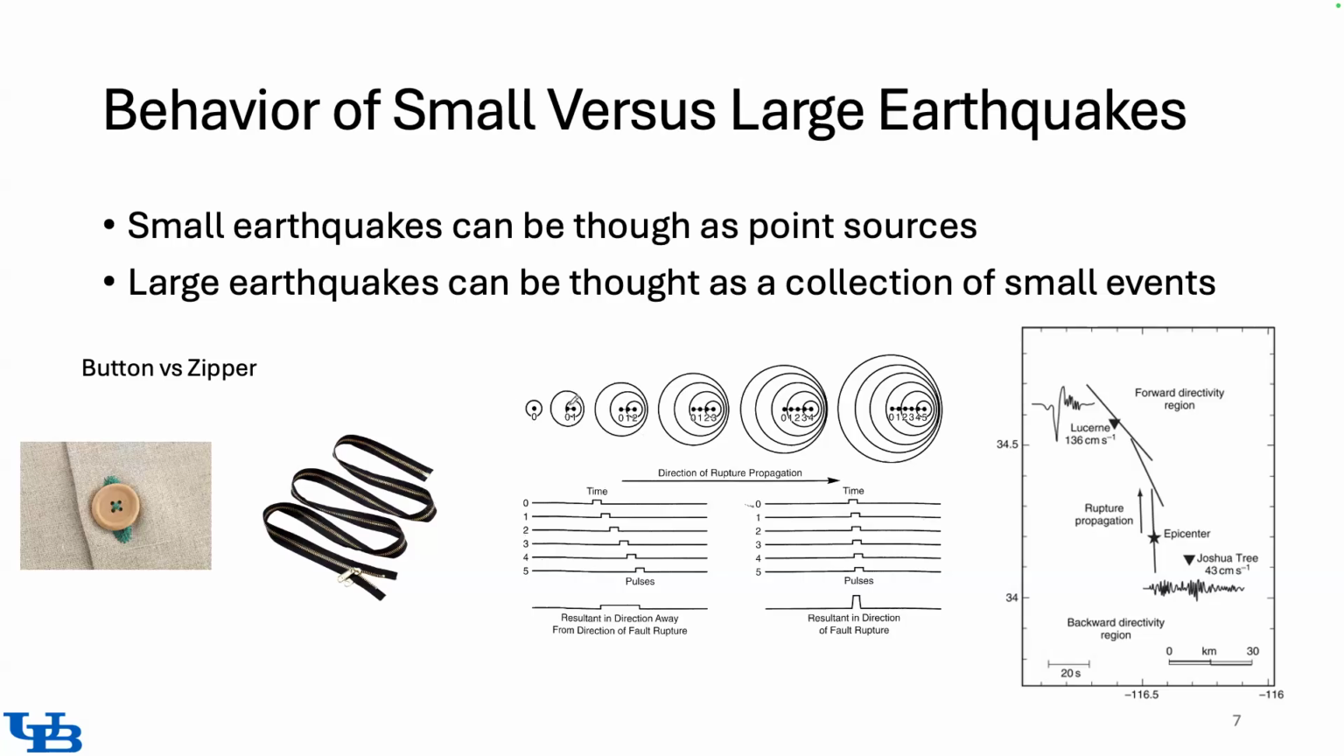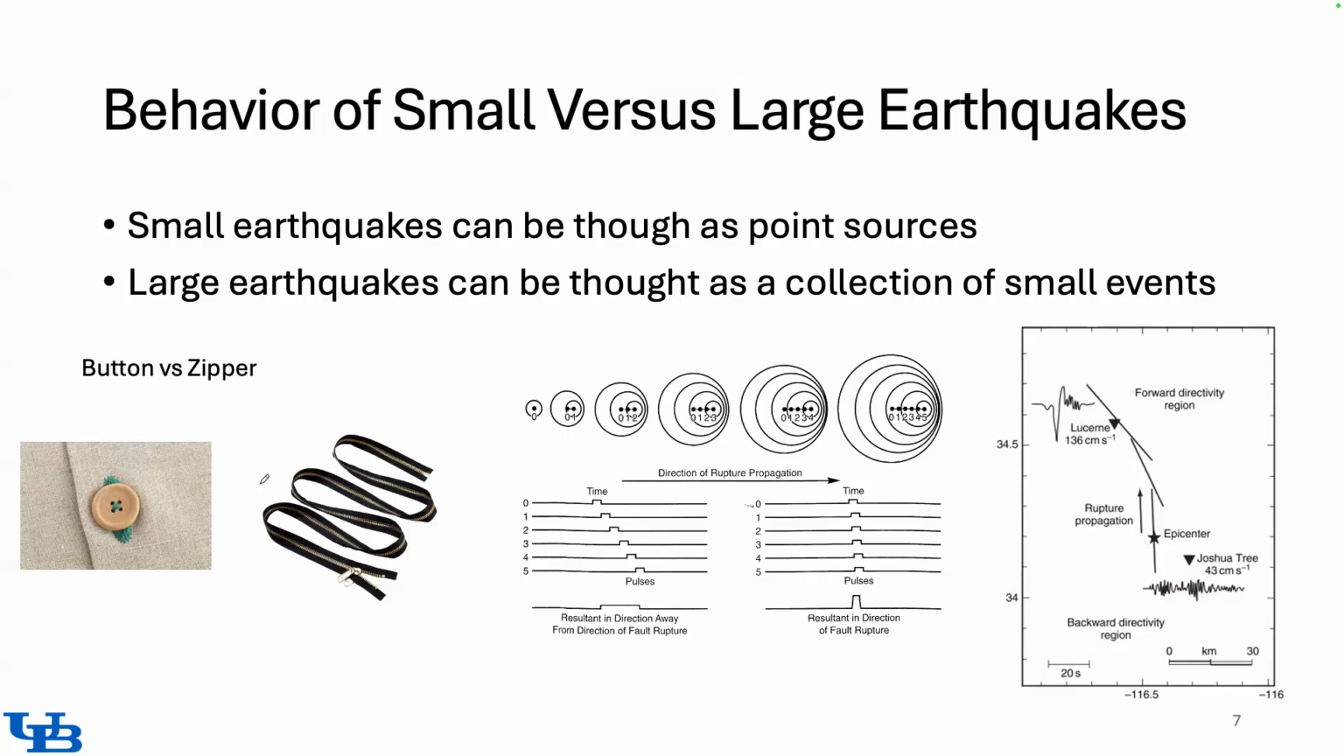Okay, so this has to do with what we will talk about, the constructive interference of seismic events. So before we characterize actually the size of the earthquakes, one analogy that can help us think of how small versus big earthquakes will behave is the analogy between a button and a zipper. You can think of a small earthquake as like a point source where in a few kilometer zone, you will have the seismic energy released as an individual process. And large earthquakes as a collection of small events that happen along the fault plane.